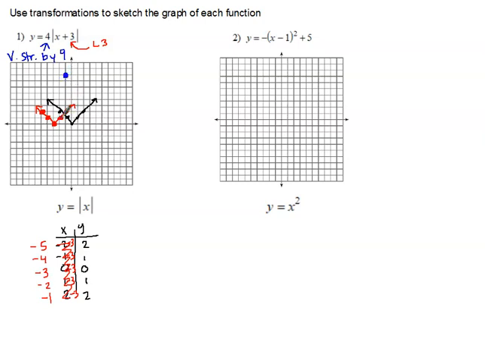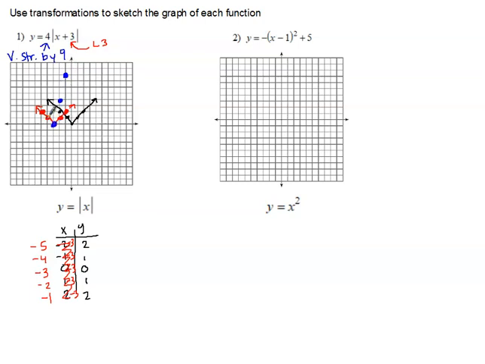The second dot has a y value of 1. When I multiply by 4, my new y value is 4. So 1, 2, 3, 4. My y value is now here. This point has the coordinates -3, 0. The y value is 0. When I multiply by 4, I still get 0.